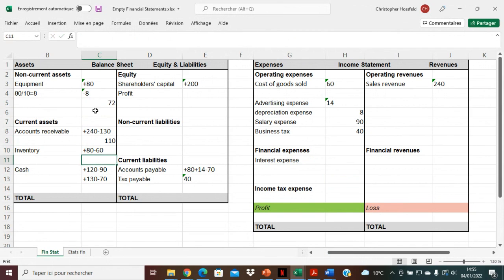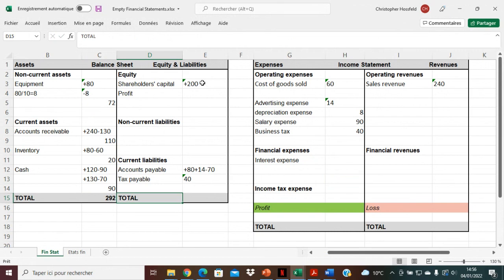Final value of inventory is 20. And the final value of cash is, well, 30 plus 60 is 90. Okay, so these are the final numbers: equipment, accounts receivable, inventory, and so on. And if I add up all this, we have 292 as total assets at the end of the year. Okay, questions so far? Tell me if that's the case.